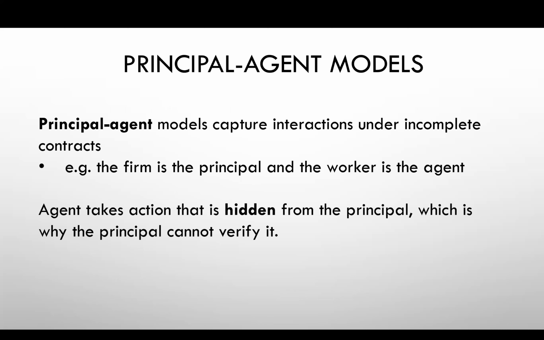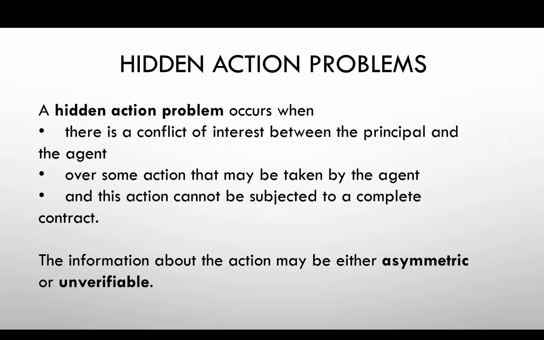The principal agent models capture interactions under incomplete contracts. For example, when the firm is the principal and the worker is the agent, and the agent takes action that is hidden from the principal, which is why the principal cannot verify it. In the case of workers, they can't show their work ethic, how much they're willing to work, or what their output is before the firm hires them. That is almost impossible for the principal to verify, so it is considered an incomplete contract.